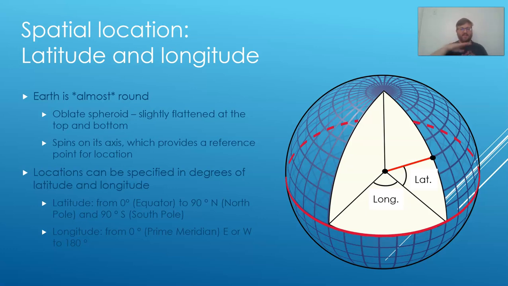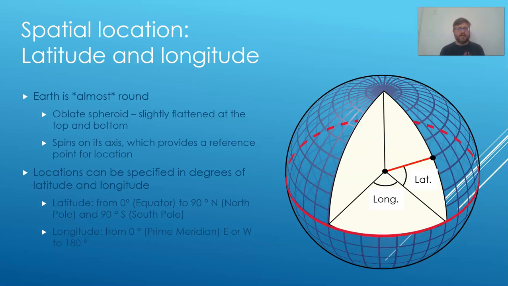And that slight flattening at the poles and bulging at the equator is a result of the fact that the Earth is spinning on its axis. So we have this imaginary line going through the center of the Earth that's our axis, and we're spinning around that axis. That axis then provides a reference point for us to determine locations on the rest of the Earth. We can locate ourselves with reference to the North and South Pole, where that axis intersects with the surface of the Earth.